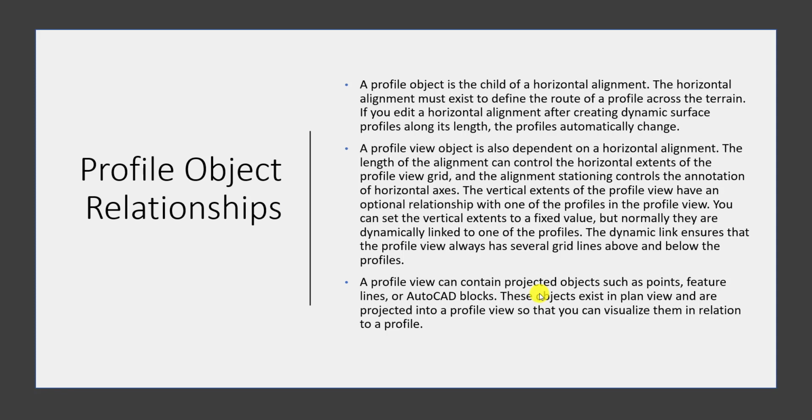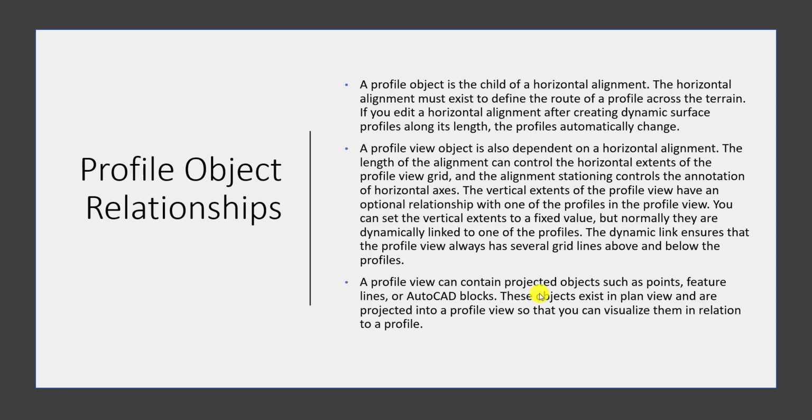Profile object relationships. A profile object is a child of a horizontal alignment. To understand this, the horizontal alignment must exist to define the route of a profile across the terrain. So once you edit that horizontal alignment and you create a surface profile, it'll actually update that profile automatically, so it's considered dynamic. Now, you can turn that dynamic off, which I'm not sure why you would want to, but you can do that.